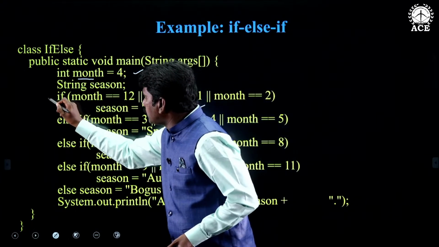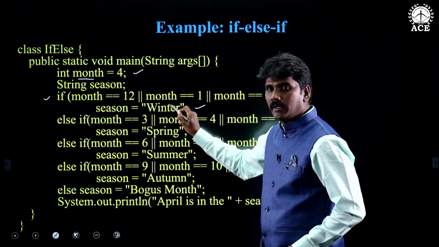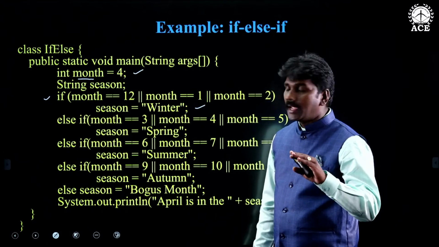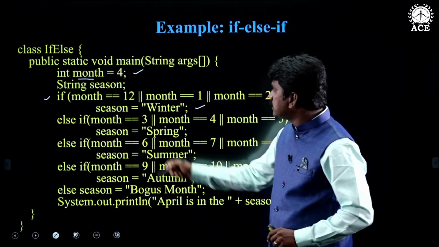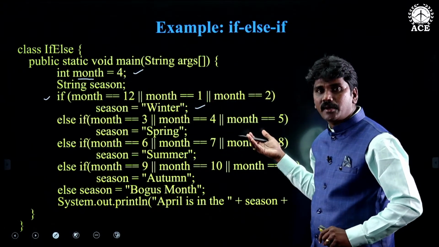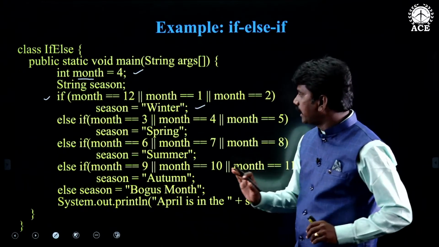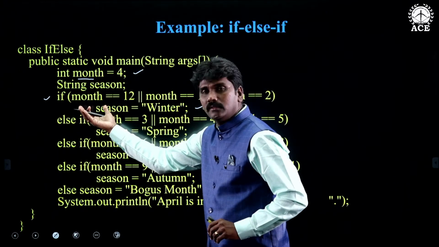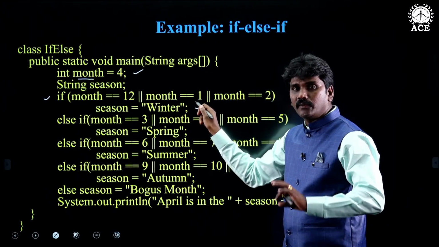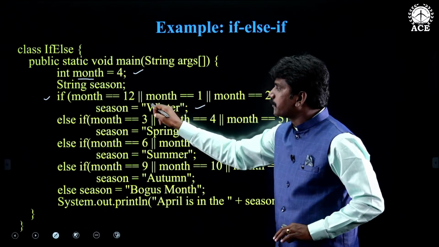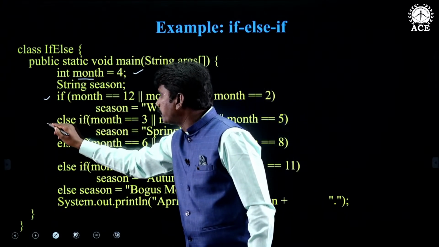Now, the first if condition is going to be checked, month is equal to 12. As we have already discussed, it is the short circuit OR. Short circuit OR means the conditions are checked from left to right. If any one is true, then the remaining part will be skipped, right? So month is equal to 12 is false, so it will check the next one. Month is equal to 1, false. Next, month is equal to 2, all are false. So the if statement is false here, and the control will come to the next one.